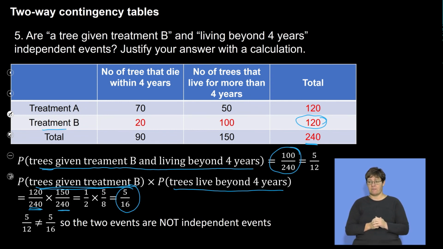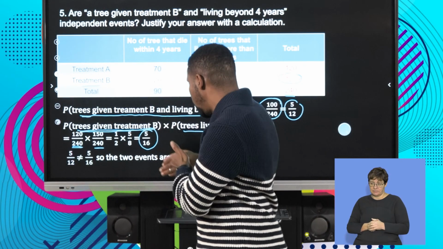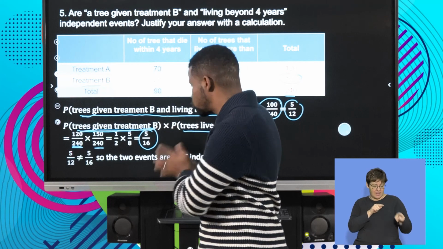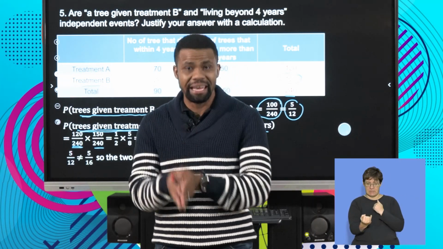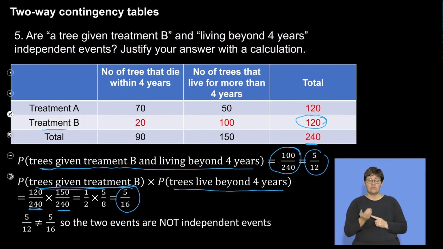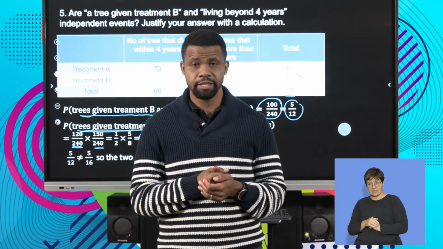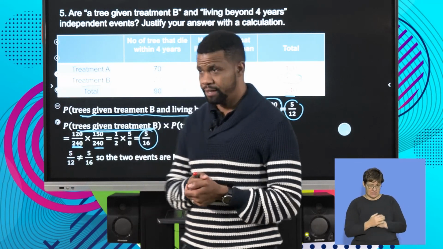But we can see that 5 over 16 is not the same as 5 over 12. You have to state that. 5 over 12 is not the same as 5 over 16. Therefore, the two events are not independent. We just had to show that the probability of A and B is not equal to the probability of A times B. Are we together? Then we conclude this is not independent.